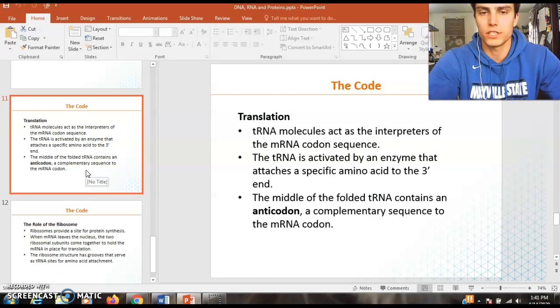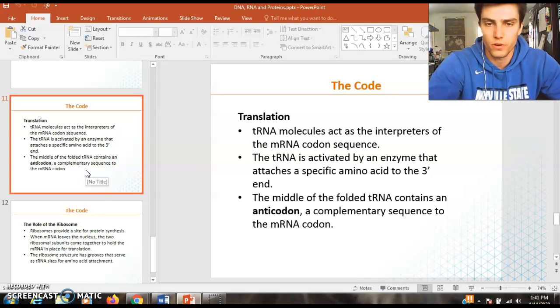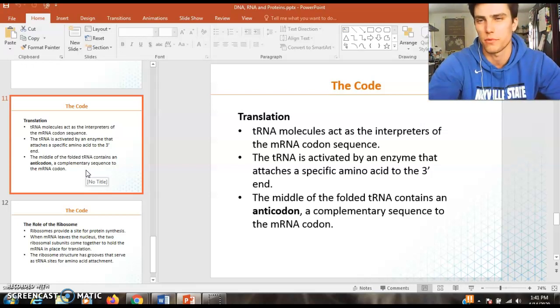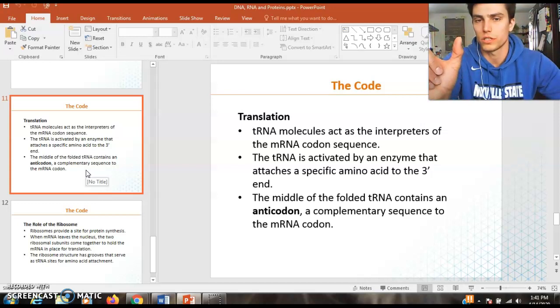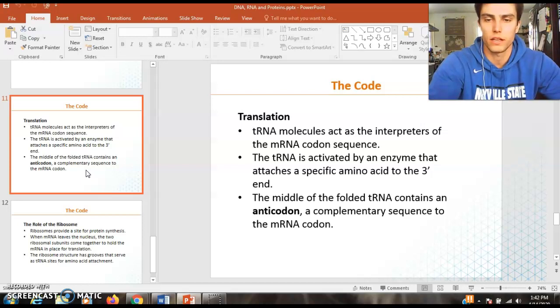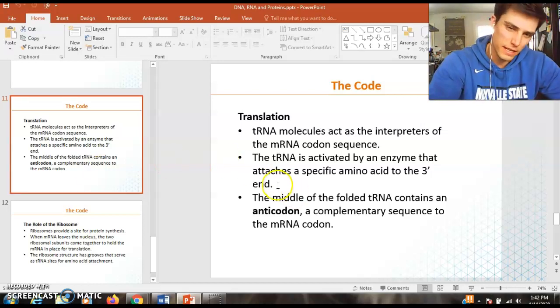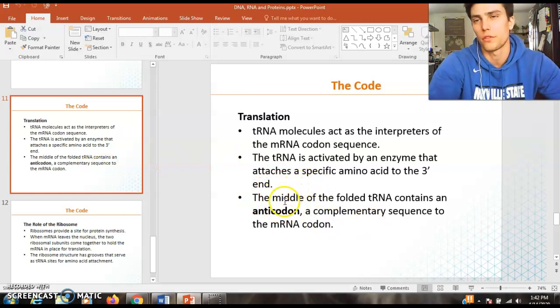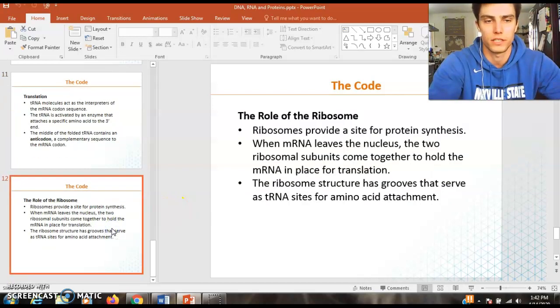In translation, tRNA molecules act as the interpreters of the mRNA codon sequence. The tRNA is activated by an enzyme that attaches a specific amino acid to the 3' end. That code determines specifically what amino acid it is, with that circular dial we looked at. The middle of the folded tRNA contains an anticodon, a complementary sequence to the mRNA. That's not the most important thing I want you to know. I put it on there because it's a part of this chapter that they want to highlight, but I'm not super fond of how they teach it.